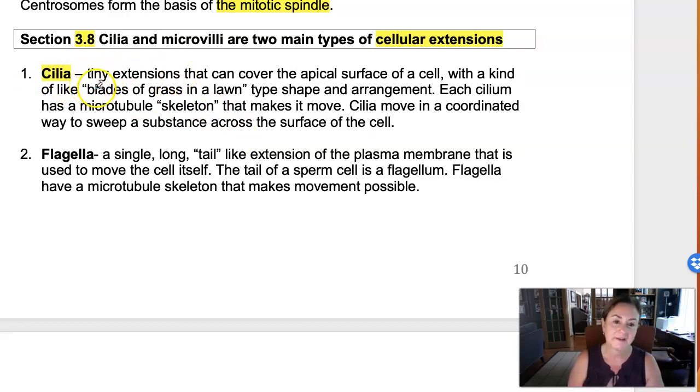Whenever a cell has cilia, there's going to be lots of cilia. So that's why I put this kind of analogy. It's going to be like blades of grass in the lawn. There's not just one cilium. The whole surface of the cell will be coated with cilia. And the cilia aren't just filled with cytoplasm, they're filled with cytoskeleton.